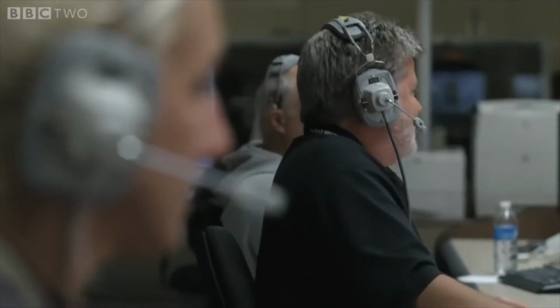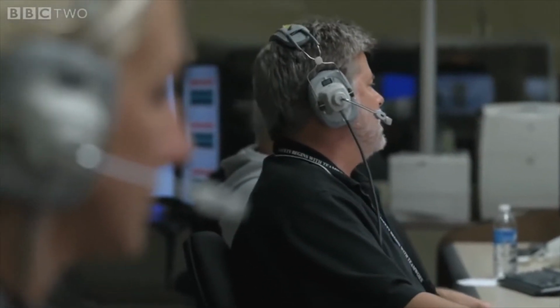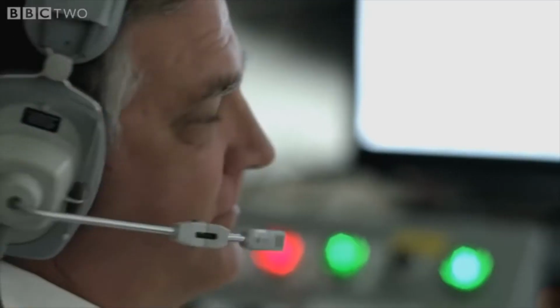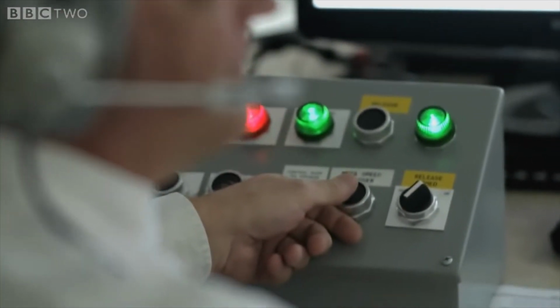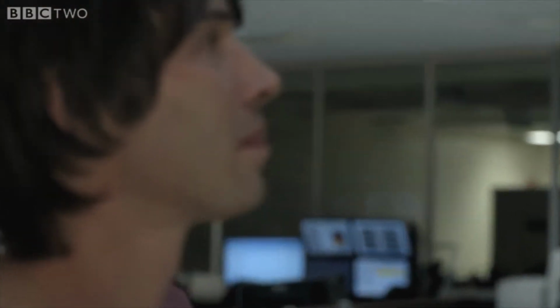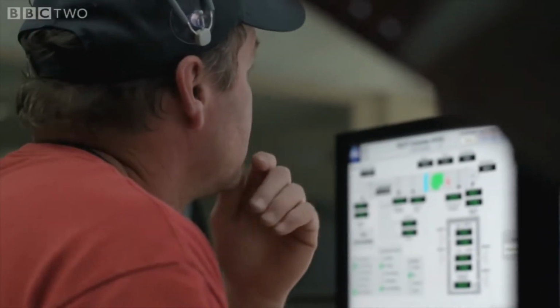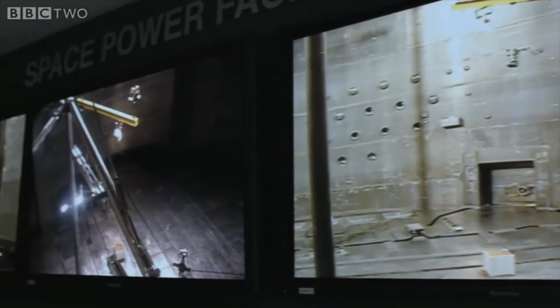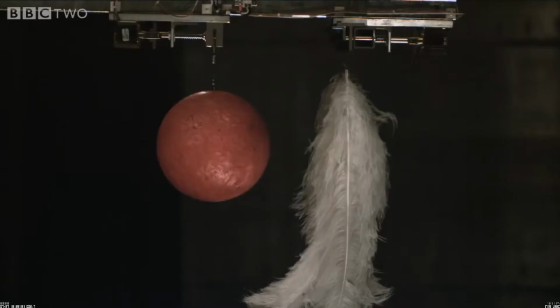Station 1, go for drop. PCV 30-1, pressure set point at 240 psi. We are go for drop. 10, 9, 8, 7, 6, 5, 4. Cameras on. 2, 1, release.